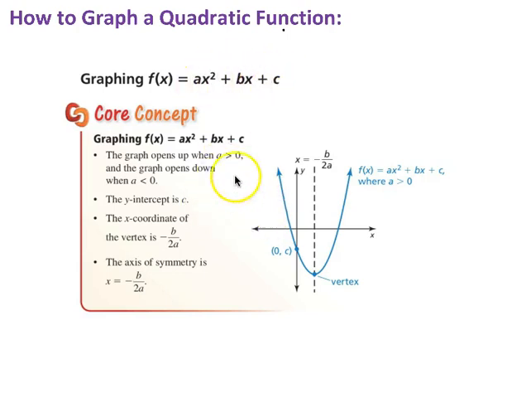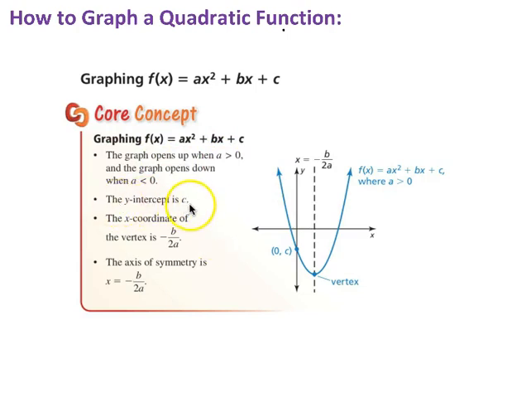So if we were asked to graph this generic ax squared plus bx plus c, first of all, we can tell right away if our graph opens up or down. I reviewed that on the previous slide when I made that error, first saying a is greater than or equal to 1 when I meant to say 0. So if we have a negative number, our graph opens down. If we have a positive number, the graph opens up.